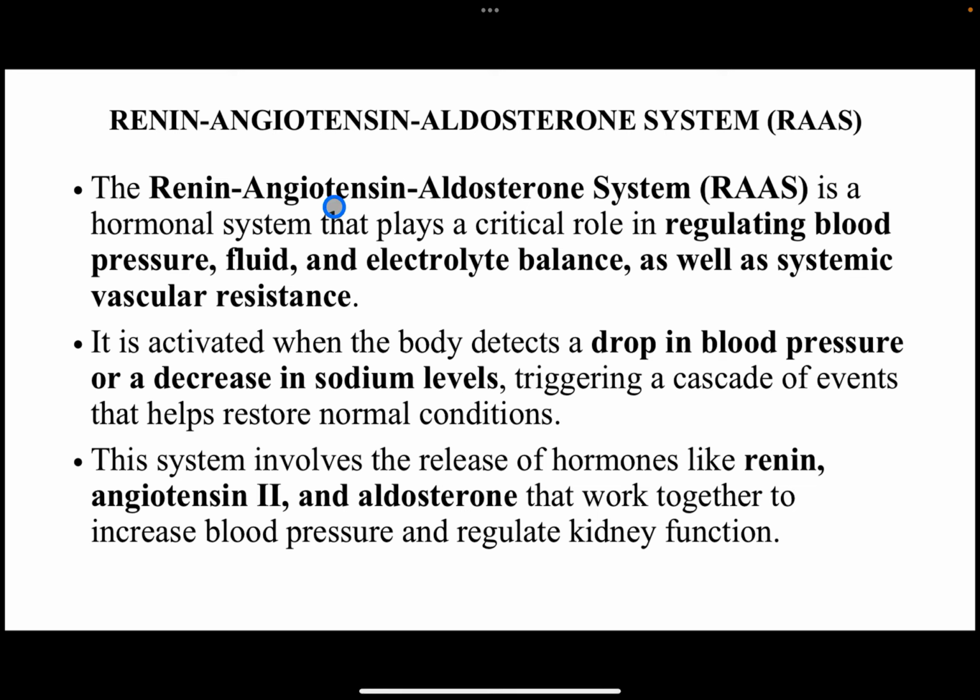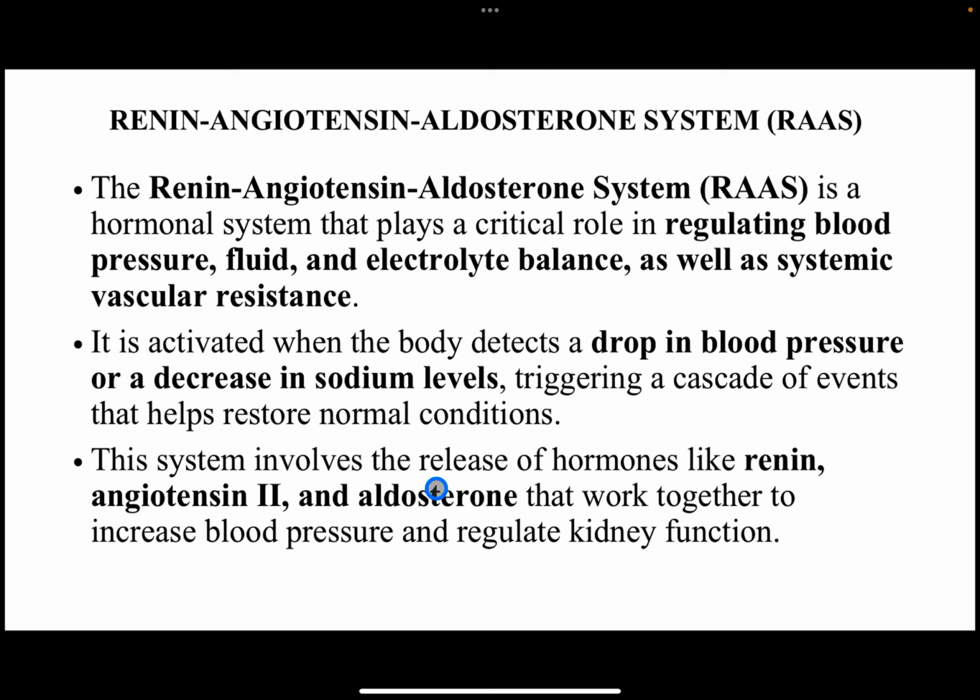Now, the renin-angiotensin-aldosterone system, which we sometimes refer to as the RAS, is a hormonal system that plays a critical role in regulating your blood pressure, fluid and electrolyte balance, as well as systemic vascular resistance. So it's a hormonal system, meaning the mechanism involves the activity of some hormones in your body. It is activated when your body detects a drop in blood pressure or a decrease in sodium levels, triggering a cascade of events that helps restore normal conditions.